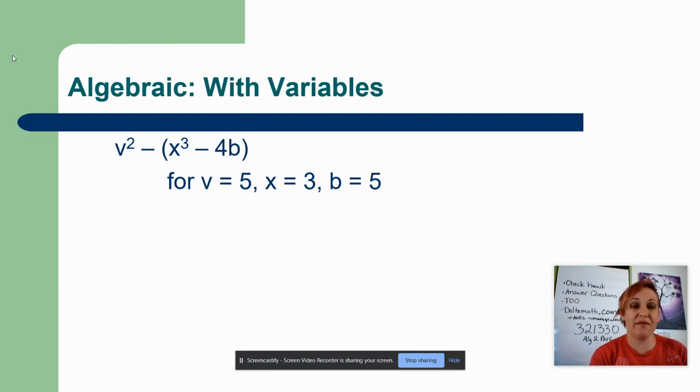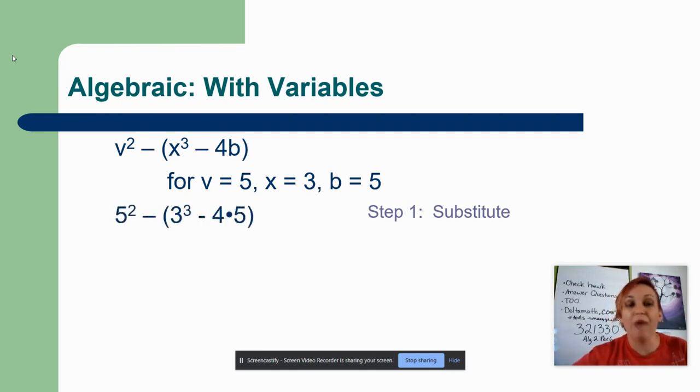The first step on a problem like this, where we have variables and then we know what the variables are equal to, is to do substitution. Substitution is where you erase the letter and in its place, you write the number. So I'm going to erase the letter v and in its place, I'm going to put a number 5. Now the v was being squared and so the 5 will need to be squared as well. I'm going to erase the letter x and in its place, I'll put a 3, just like I did with the v, and the 3 is being cubed, just like the x is being cubed.